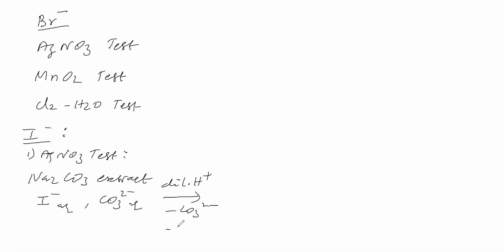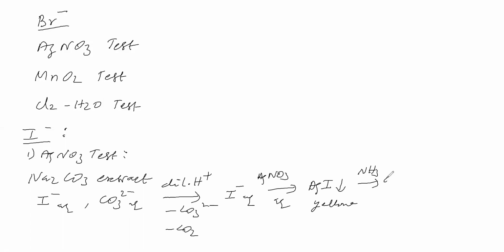So carbonate is removed as carbon dioxide gas. Then the resultant solution contains I minus aqueous. To this, silver nitrate solution is added. Then I minus and Ag plus become AgI, a yellow precipitate. This AgI yellow precipitate is insoluble in ammonia, whether it is aqueous ammonia or concentrated ammonia.